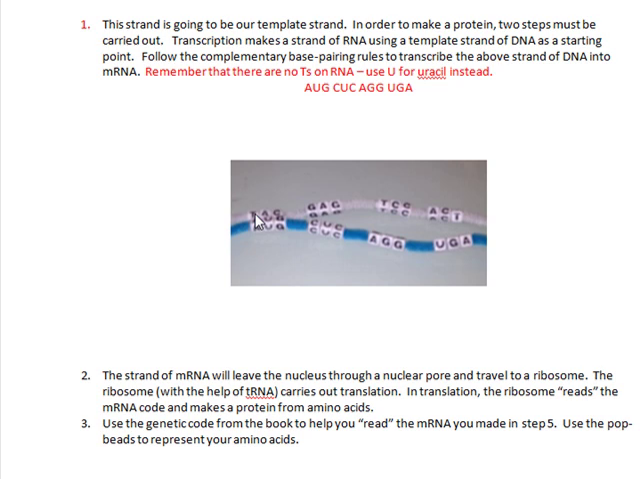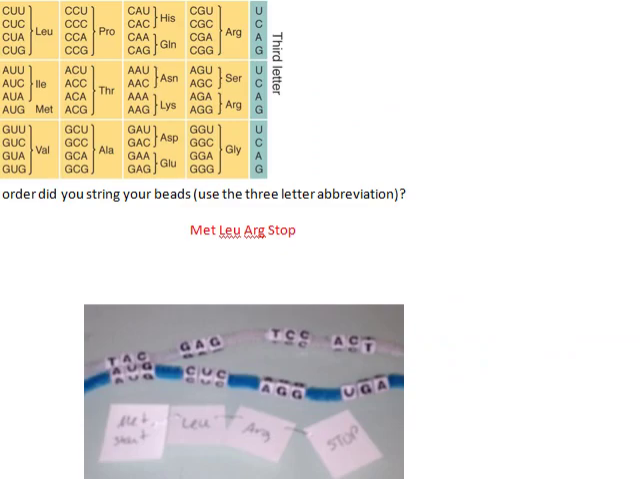If there's a thymine on the original DNA, it's still going to base pair with adenine on RNA, and the G's and C's go together just like they did before. The only really tricky part to this is that there's no thymine on the RNA. When you're done with transcription, you have this strand of RNA, which would be known as messenger RNA, or mRNA.